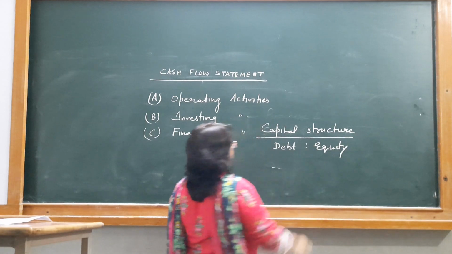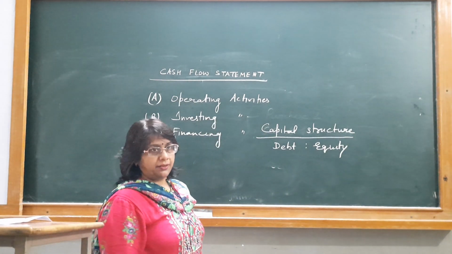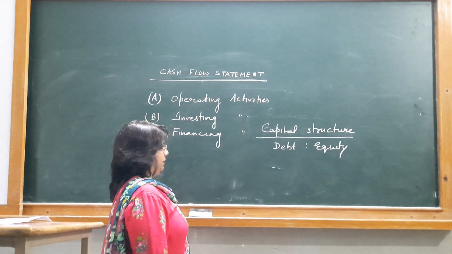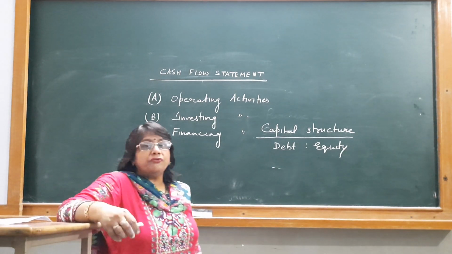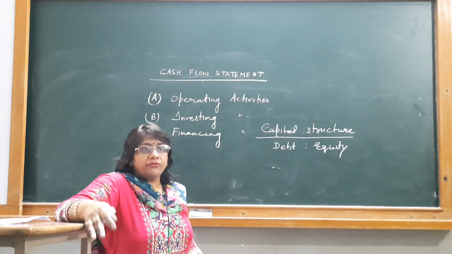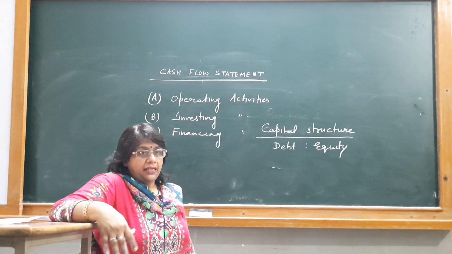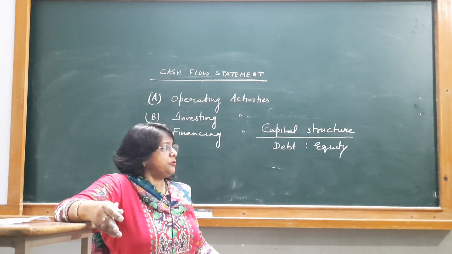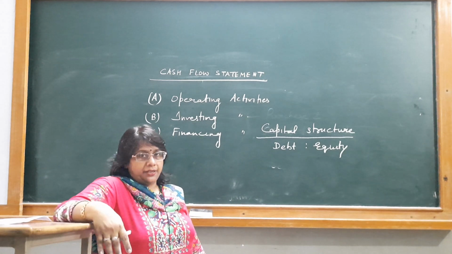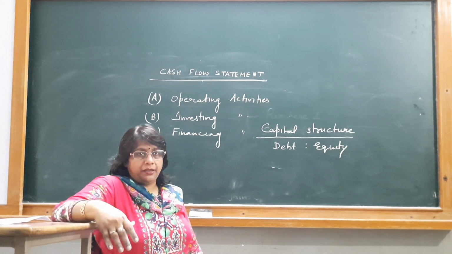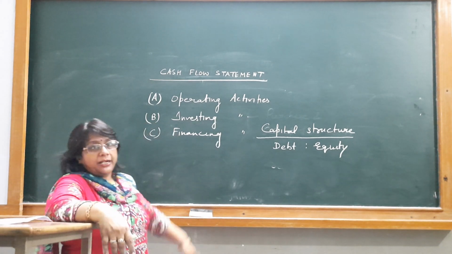Whatever capital is employed by a business consists of two parts, debt and equity. Examples of debt are a long term loan from a bank, a long term loan from a financial institution, debentures, etc. And examples of equity are share capital, maybe issue of equity share capital, maybe issue of preference share capital, maybe redemption of preference share capital, or dividend paid.